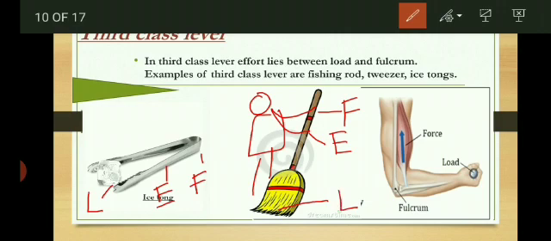In the case of the hand, our hand also acts as a third class lever when it is used to lift any load. So our elbow is the fulcrum position. Here it is the fulcrum position. Load is in our hand, and we are giving effort by muscles here. So it is a third class lever.